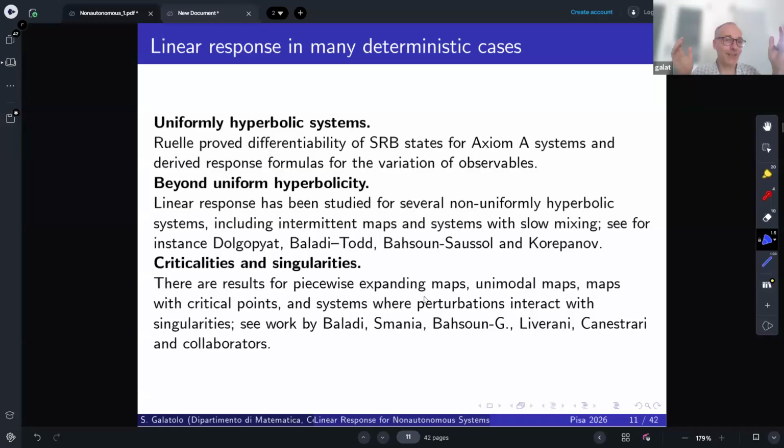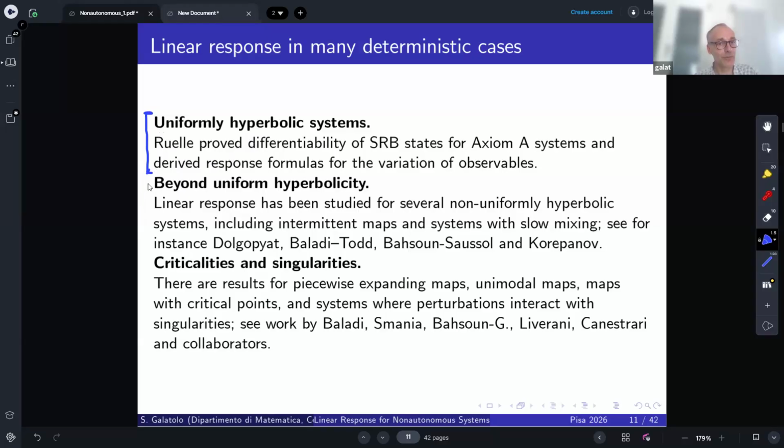More or less, I think I justified that linear response happens when you have spectral gap and smooth changes. And this is the case when you take a uniformly hyperbolic system and you change it smoothly. And this was indeed the first kind of system where linear response was proved, by a couple of seminal papers by Ruelle.